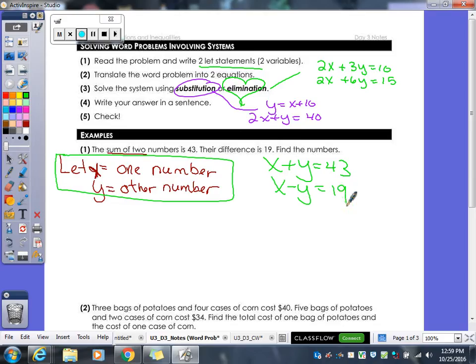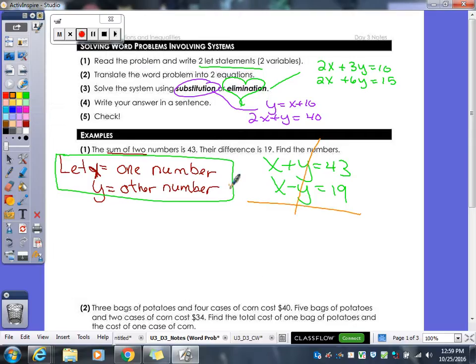Their difference is 19. There's my two equations. X plus y is 43. X minus y equals 19. Okay? So now, of course, this is elimination, right? Everybody knows elimination now. This cancels out.